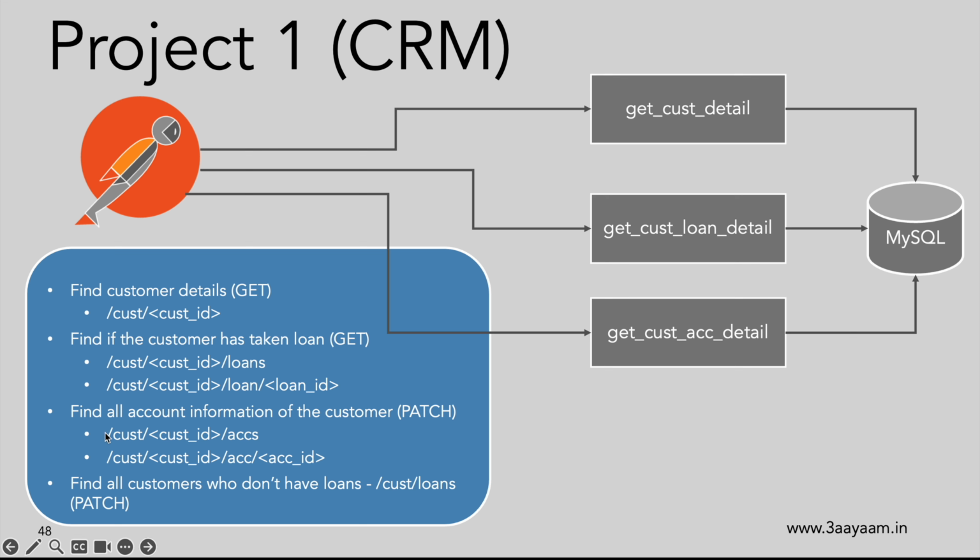Then the third would be to find the account information of the customer, and I'll be using HTTP patch method to get the account information. And these are the endpoints. The first one would be /cust followed by the customer ID followed by ACCS. And once we get the accounts, I'll also try to implement an API which would find information of a particular account ID. And then finally, I'll implement all the customers who do not have loans. And the URL endpoint would be /cust/noloans. It's not loans, it would be no loans, like this. So I want to find the customers who have not taken loan.